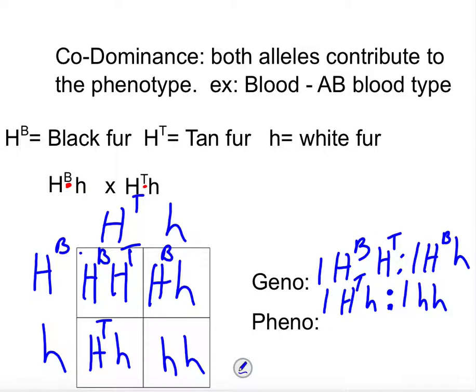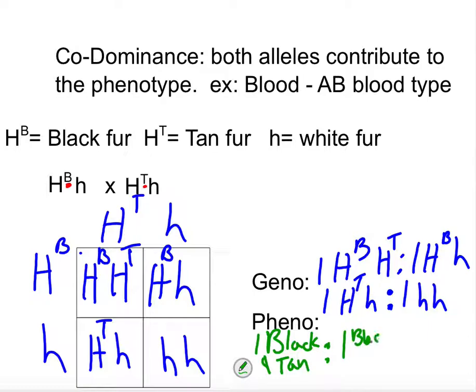So what does that mean phenotypic-wise? Well, let's take a look here. H^B H^T is codominant. They have two dominant alleles, so that's 1 black and tan. Okay, H^B, little h. Well, big H represents a dominant allele, so H^B is black.